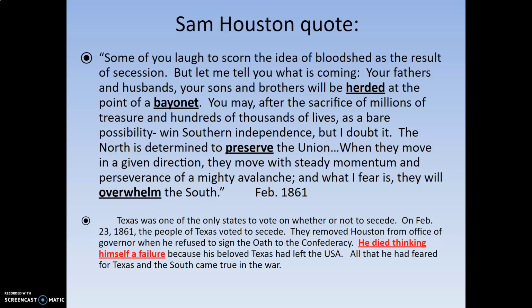February 1861, Sam Houston. Texas was one of the only states to vote on whether or not to secede. On February 23rd, 1861, the people of Texas voted to secede. They removed Houston from office as governor as he refused to sign the oath to the Confederacy. He died thinking himself a failure because his beloved Texas had left the United States of America. All that he feared for Texas and the South came true in the war.